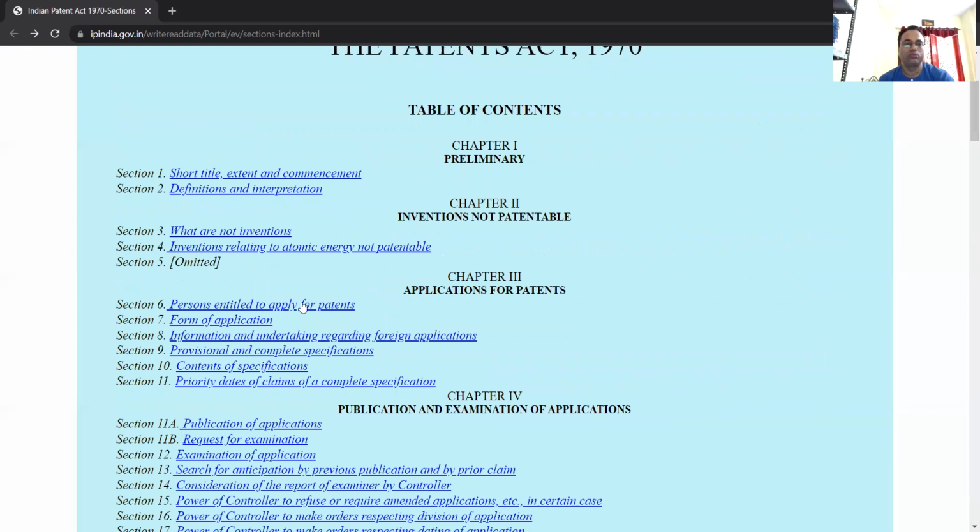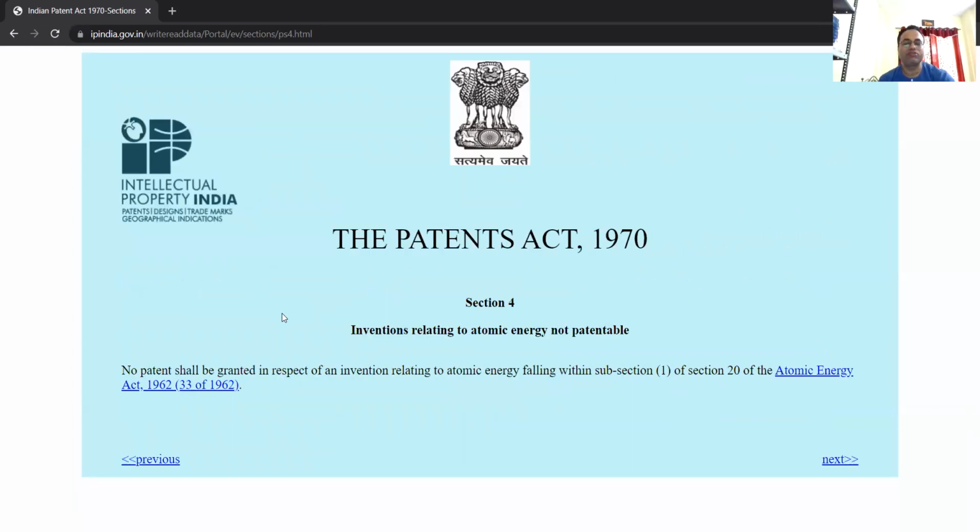Okay. Next, we move to section 4. Section 4 is very simple. It simply says no patent shall be granted in respect of an invention relating to atomic energy. Okay. Anything which talks or is related to atomic energy will not be patentable. Now, many things could be in atomic energy, and that comes in subsection 1 of section 20 of the Atomic Energy Act 1962, 33 of 1962. So this is not part of our syllabus, so we don't have to bother much what is the content there. But if it looks like it is for atomic energy, then it will not be patentable. So this is section 4.